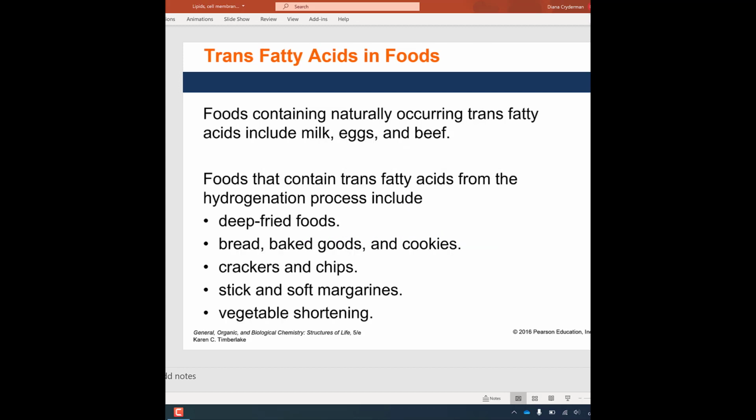And so foods containing naturally occurring trans fatty acids, though, like milk, eggs, and beef, and deep fried foods, bread, some baked goods, cookies, crackers, chips, vegetable shortening, margarine. These are the ones that we often consider not so great for particularly our cholesterol, our health.